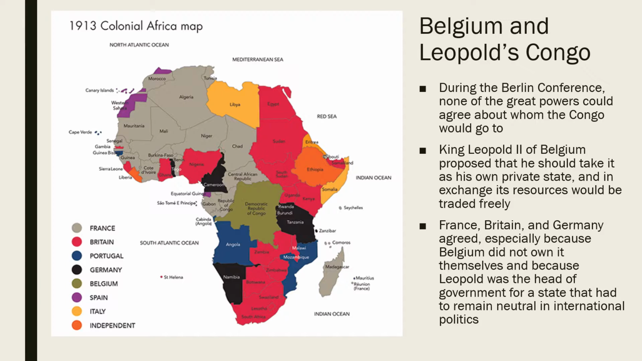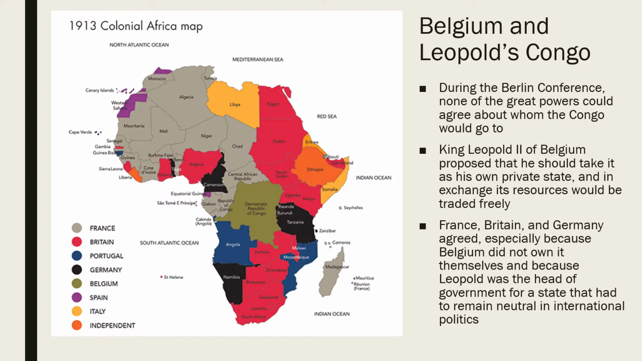Everyone wanted it for its large labor force and rubber and timber, but no one could agree on who should take it. Finally, the King of Belgium, Leopold II, stepped in and said that if he was given access to the state and could administer it himself, not through the Belgian government, but by himself as the personal owner of the entire Congo, he would open free trade across it.